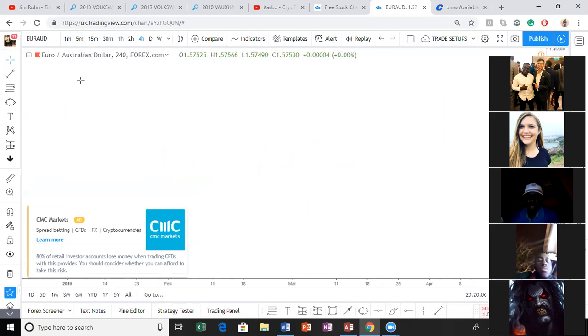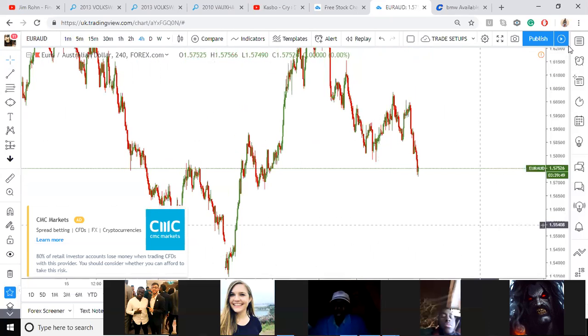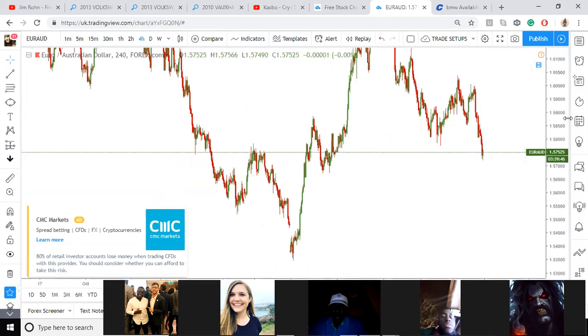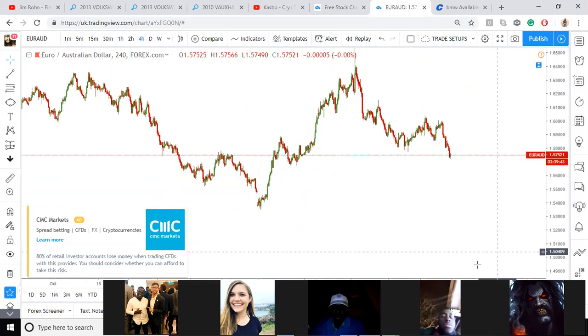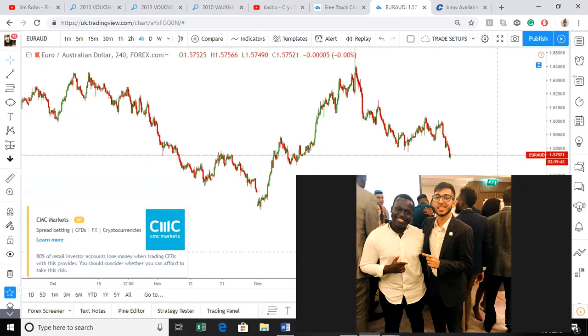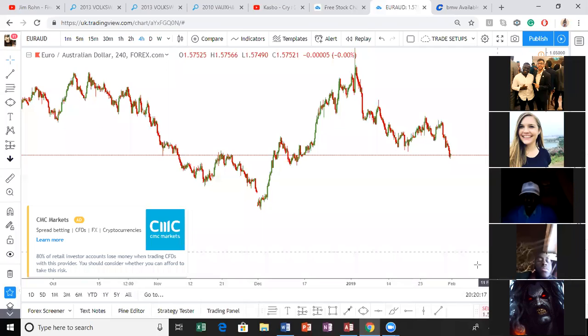Now, on the Euro USD, I just want to show you guys something here. Just bear with me one second because I've got so many tabs open on the screen that you guys cannot see. I'm trying to hide them so I get space.